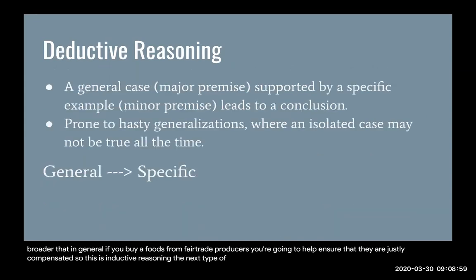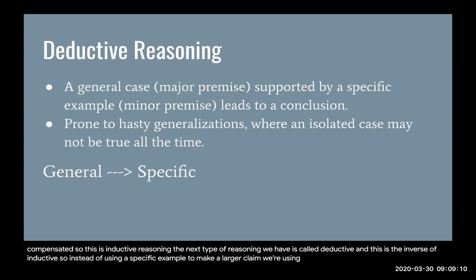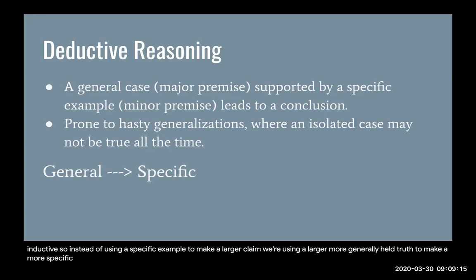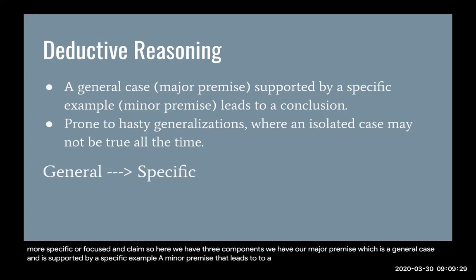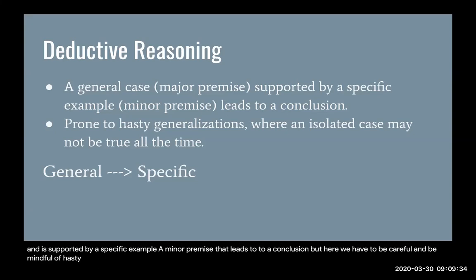The next type of reasoning we have is called deductive, and this is the inverse of inductive. So instead of using a specific example to make a larger claim, we're using a larger, more generally held truth to make a more specific or focused-in claim. So here we have 3 components. We have our major premise, which is a general case, and is supported by a specific example, a minor premise, that leads to a conclusion. But here we have to be careful and be mindful of hasty generalizations, where an isolated case may not be true all of the time.